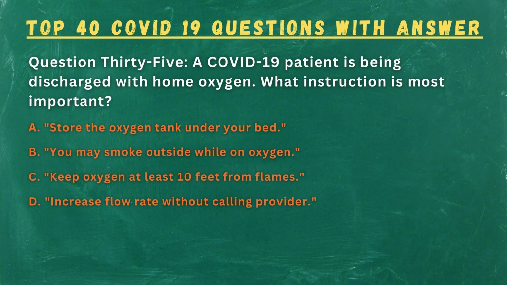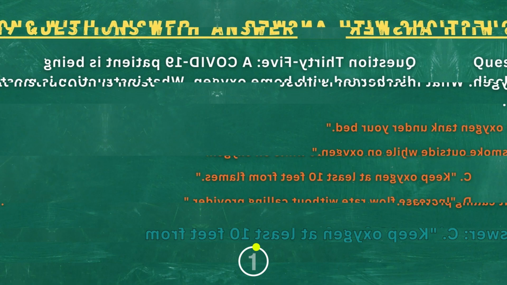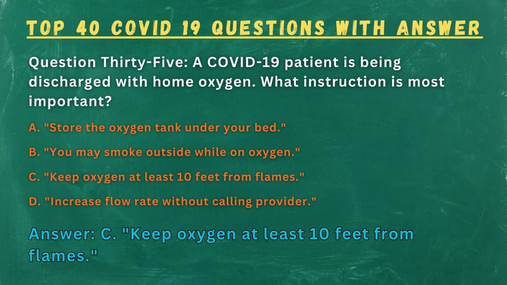Question 35. A COVID-19 patient is being discharged with home oxygen. What instruction is most important? A. Store the oxygen tank under your bed. B. You may smoke outside while on oxygen. C. Keep oxygen at least 10 feet from flames. D. Increase flow rate without calling provider. Answer: C. Keep oxygen at least 10 feet from flames.